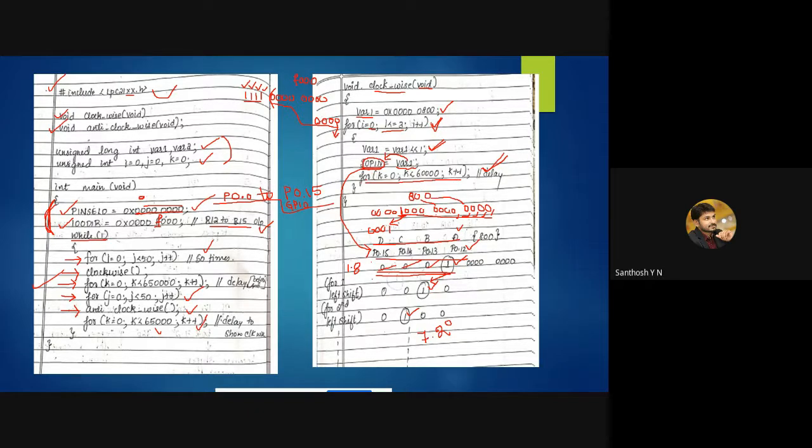That is, for k equals 0, k less than 60,000. I'm telling you from the beginning that this is not a fixed value you need to pass. It is left to the designer. You can create a larger or smaller delay by passing larger or smaller values. Is it clear? Yes, sir.